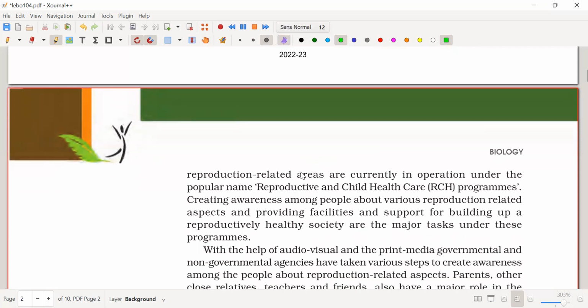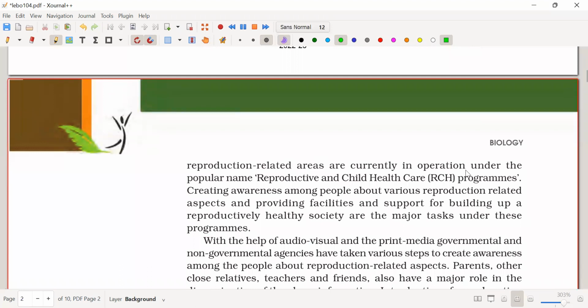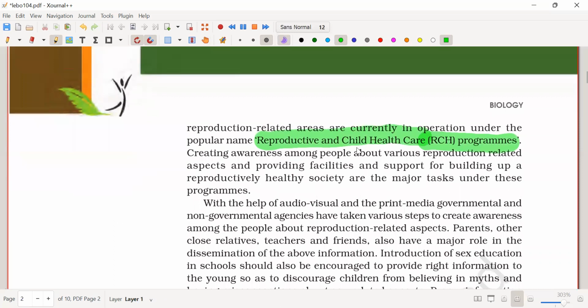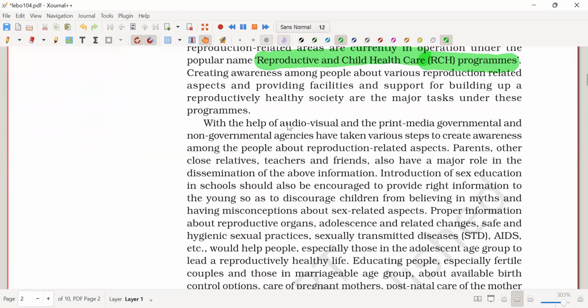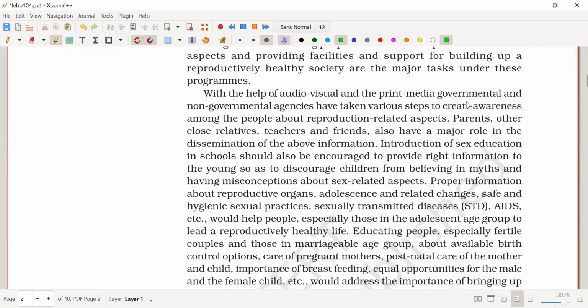That's better. Improved programs covering wider reproduction-related areas are currently in operation under the popular name Reproductive and Child Healthcare programs. Creating awareness among people about various reproduction-related aspects and providing facilities and support for building up a reproductively healthy society are the major tasks under this program. With the help of audiovisual and print media, governmental and non-governmental agencies have taken various steps to create awareness among the people about reproduction-related aspects.